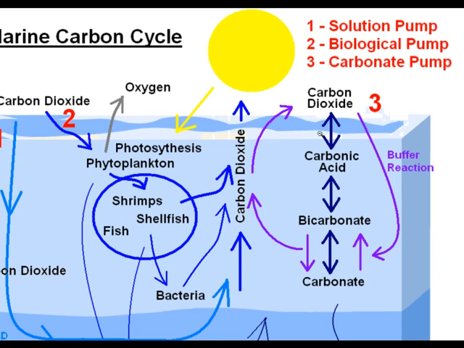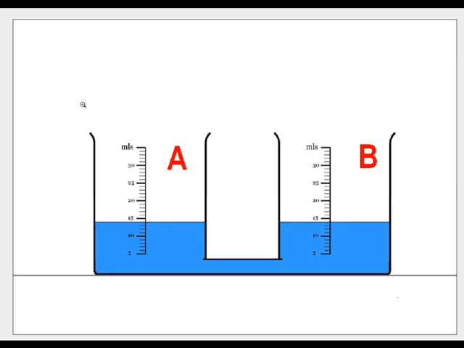Notice here I've drawn in double-ended arrows. This is to illustrate that the reaction is an equilibrium reaction. And what does that mean? Let's have a look at another diagram. I want you to imagine two beakers with some water in them, and they're joined together with a pipe at the bottom.